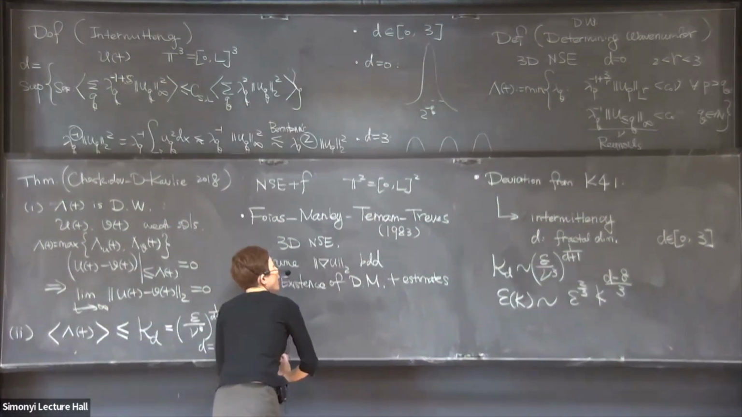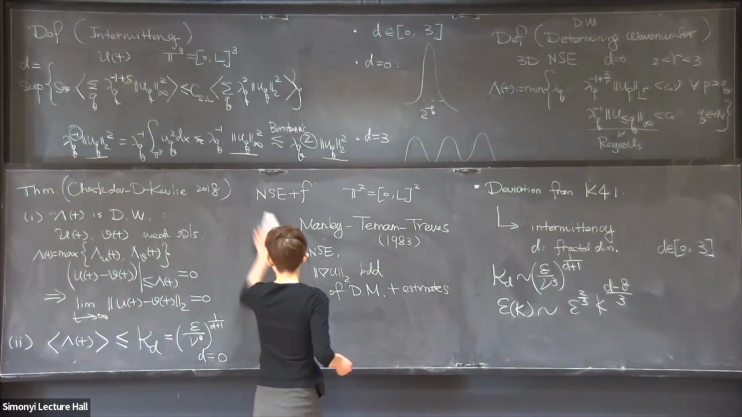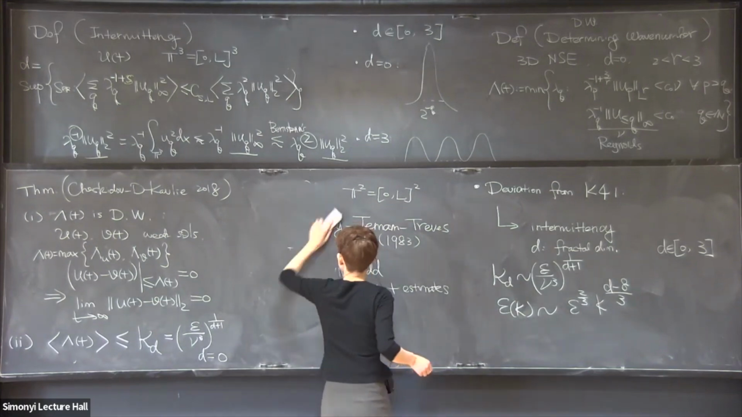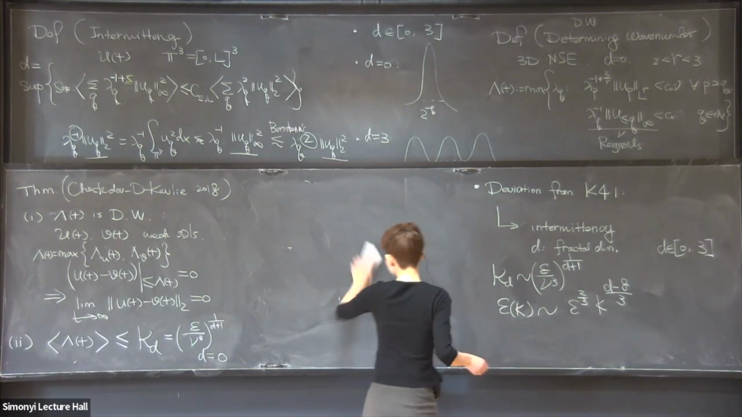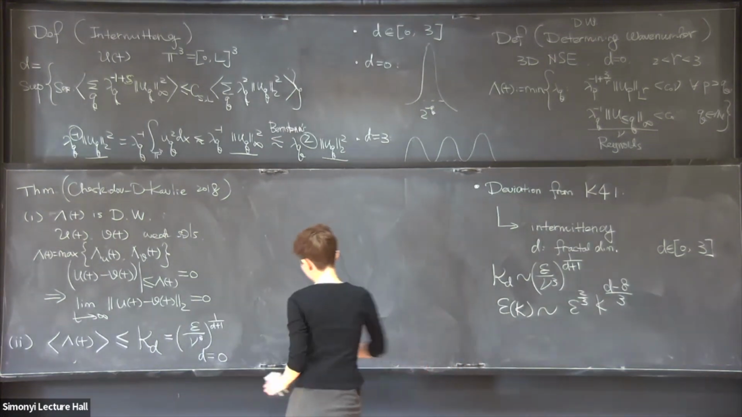And for other regimes, when the intermittency dimension is away from 0, we have another wave number.